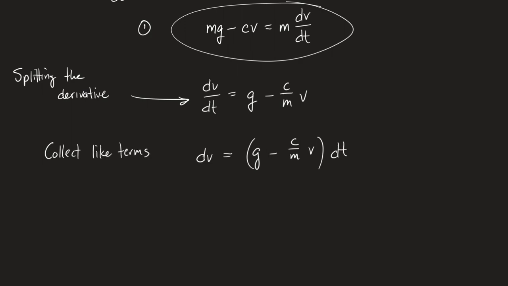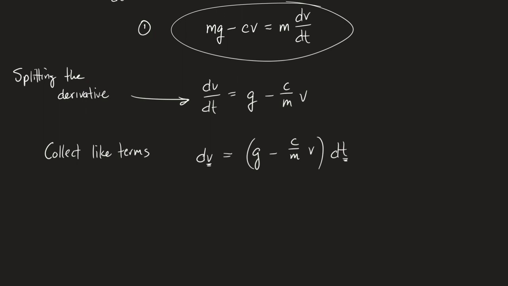This is different than an algebra version of this. It's a little more complicated. dv refers to small changes in v. It will be our integrating variable on the left side. And dt refers to small changes in t. It will be our integrating variable on the right side. We need to get anything that has a t in it on the right side and anything that has a v in it on the left side.